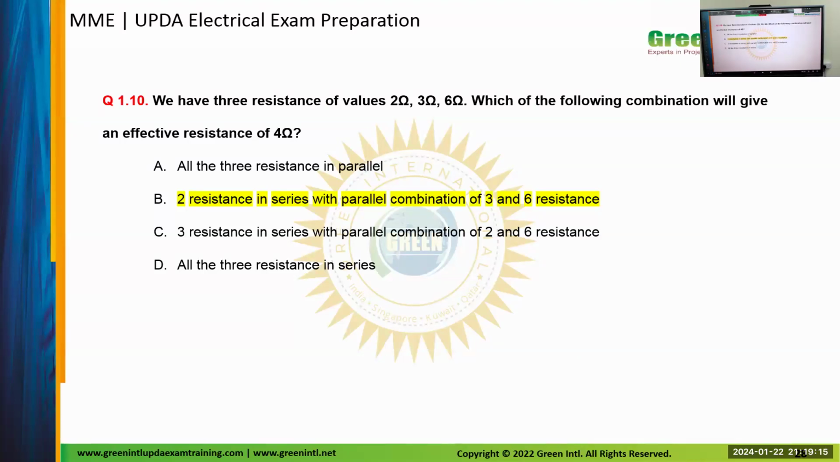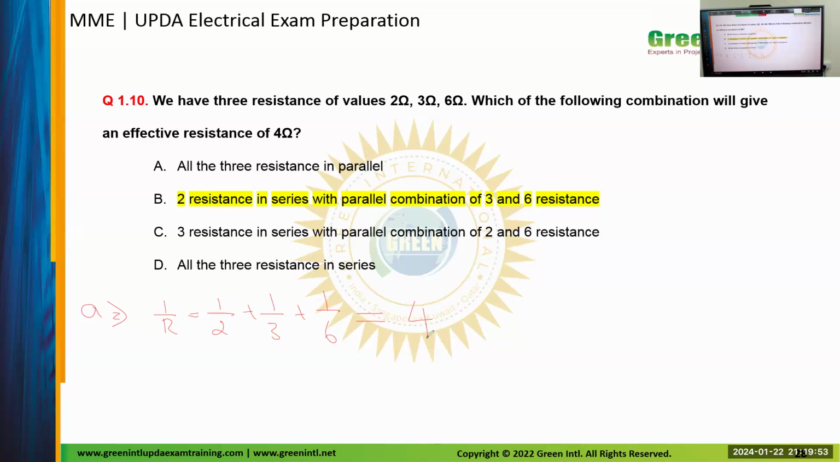We have three resistances: 2, 3, 6. Which of the following combinations gives the effective 4 ohm resistance? So usually what we do, first we take option A, which is all 3 resistances in parallel. That means 1 by R is equal to 1 by 2 plus 1 by 3 plus 1 by 6. By using the formula, we take the value. The value which is equal to 4 means option A is right.